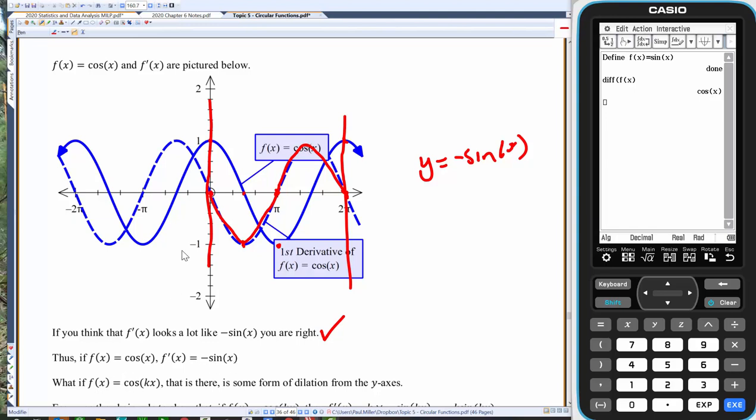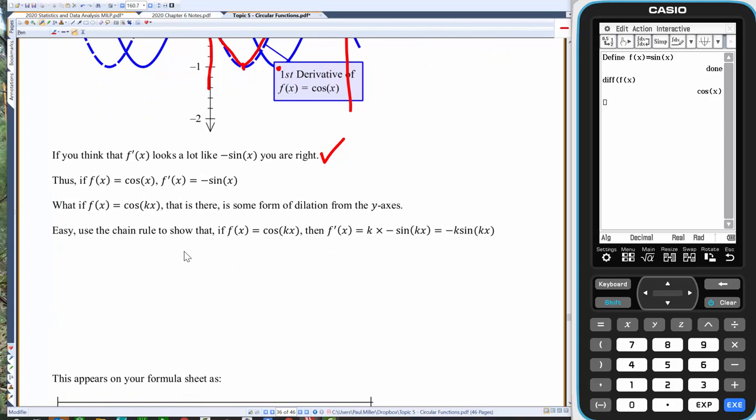And the same approach here to derive the rule for differentiation, where what if f of x equals cosine kx? That is, there's some form of dilation in the y-axis. Well, again, let's just bang it out using the chain rule. I'm going to say that if f of x equals cosine of kx, what I'm going to note is y equals the cosine of u, where u is equal to kx.